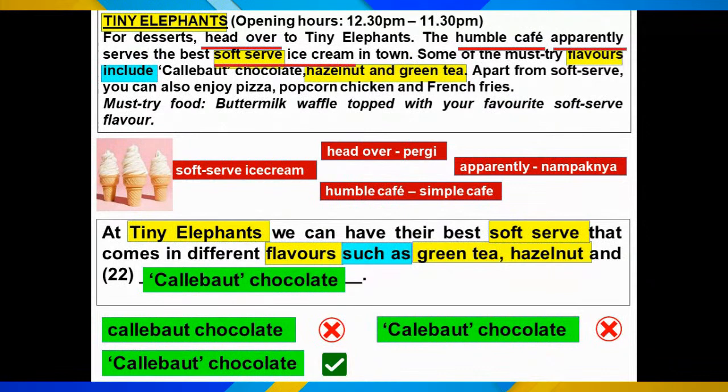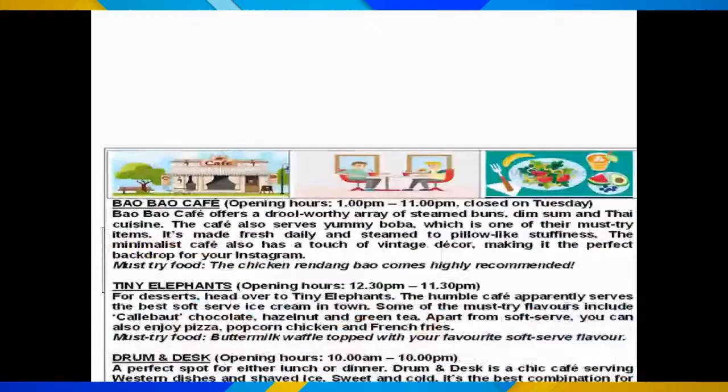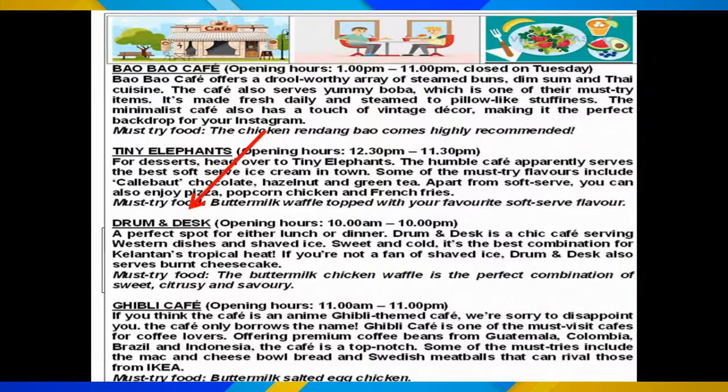Now let's take a look at question number 23. Drum and desk is a perfect spot if you still cannot decide either to have. So what is the keyword here? Drum and desk. If you look at the text, where can you find the answer? Yes, you can see drum and desk there. So that would be the answer, so we focus on that.